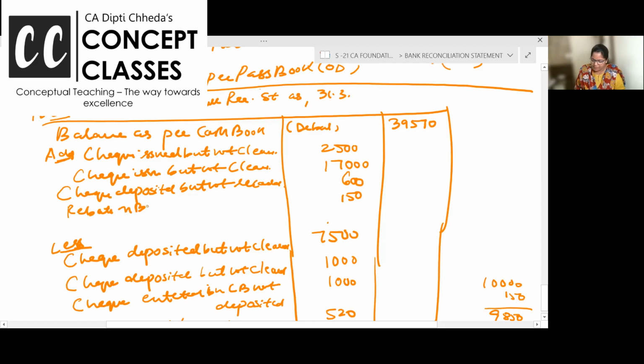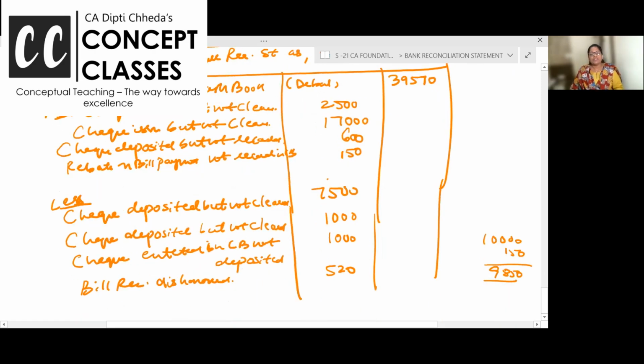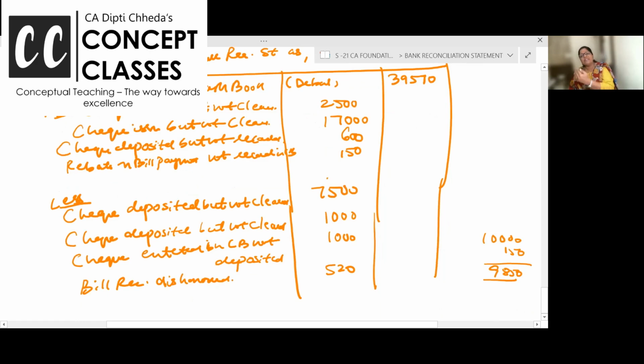Rebate on bill payment. Rebate on bill payment not recorded in cash book. कैश बुक में आपने रिबेट लिया ही नहीं, फुल 10,000 क्रेडिट कर दिया, whereas you should have credited only 9,850. So you credited extra; to nullify that, now you debit extra. ठीक है, right?